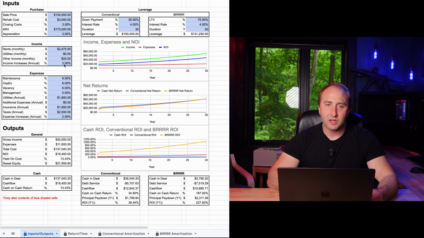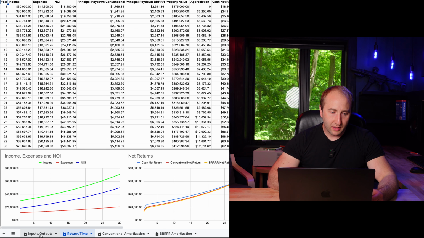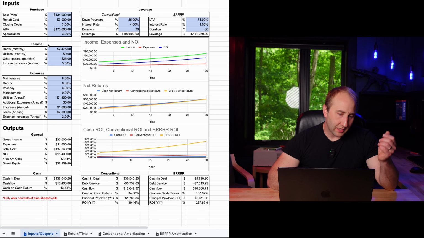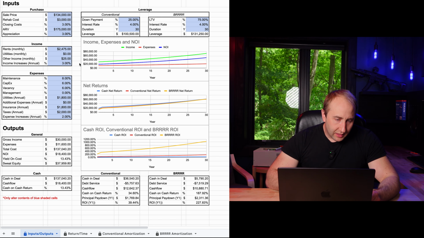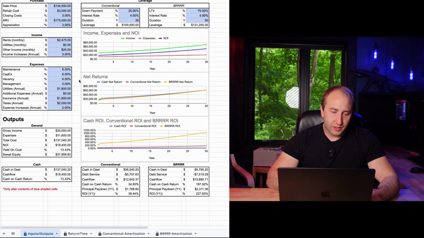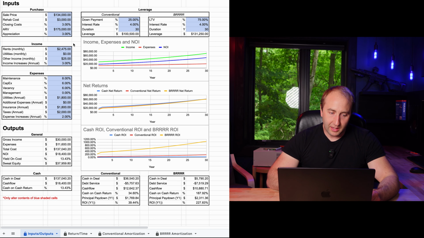Income increases. Over time, rent tends to go up. That's not going to show up in your first year outputs here, but if you go to this return over time tab, you can see how income and so on tends to increase over time along with the expenses. It's not something you'd count on when you're doing a real estate deal, but it can be gravy, and it can be a lot of gravy in some situations. So it's nice, but not something you want to rely upon.